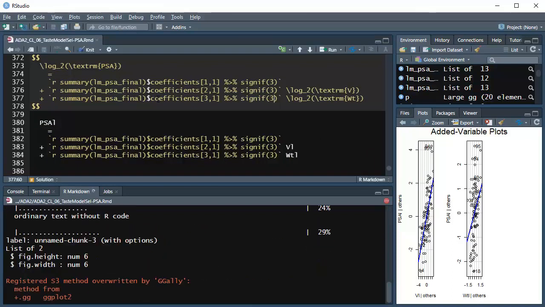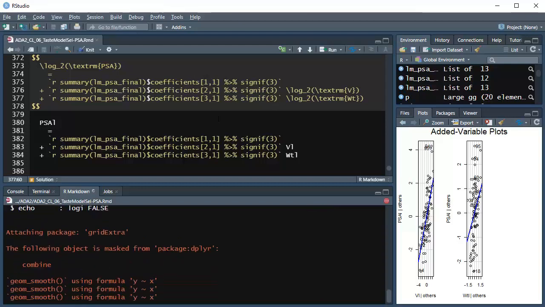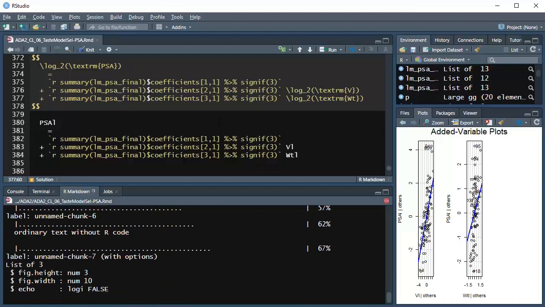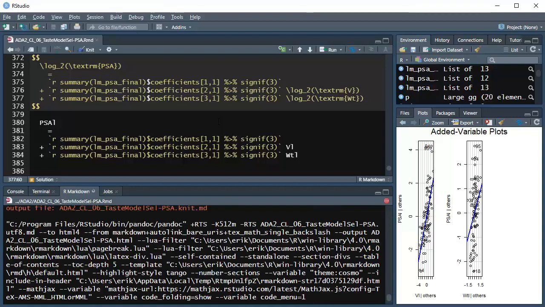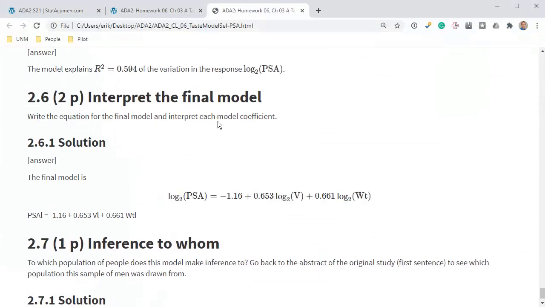Let's take a look and see that it's good. If we're happy with this equation, then we'll go on to the next part, which is to interpret the model coefficients. All right, so that's done. We'll refresh the HTML. Look at that. Log 2 PSA equals the intercept plus the slope of log 2 for the volume plus log 2 of the weight. I like it. So much nicer than this thing.